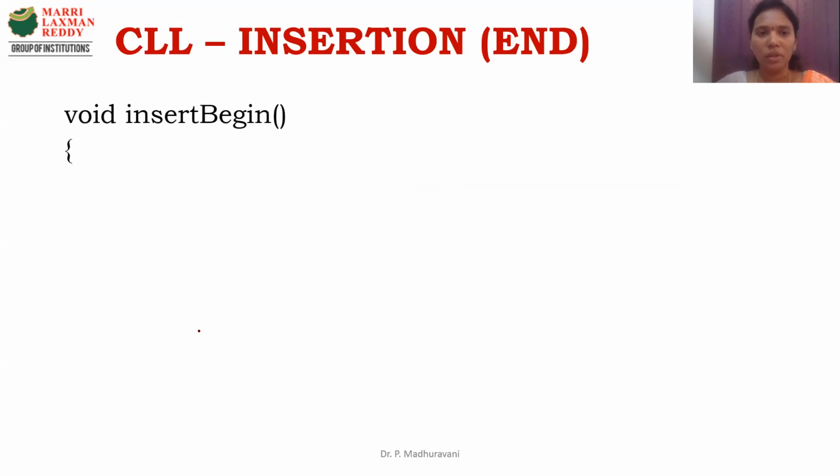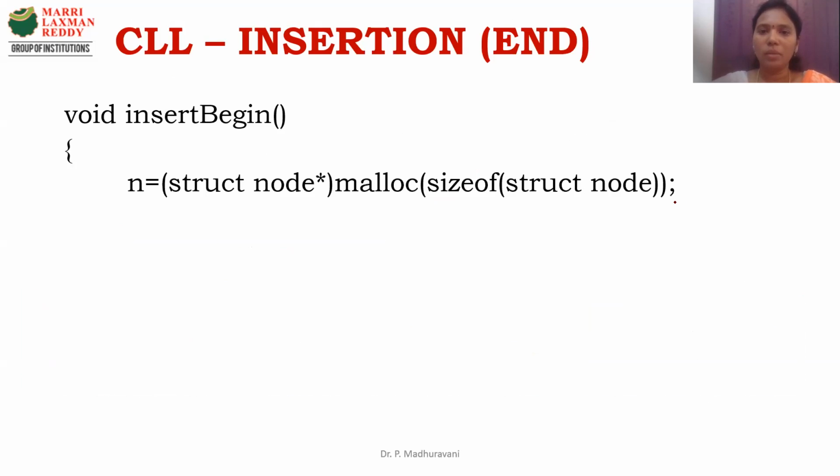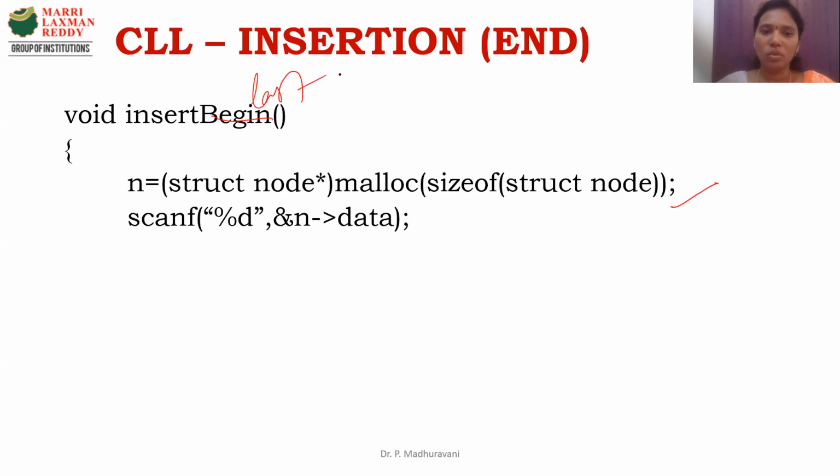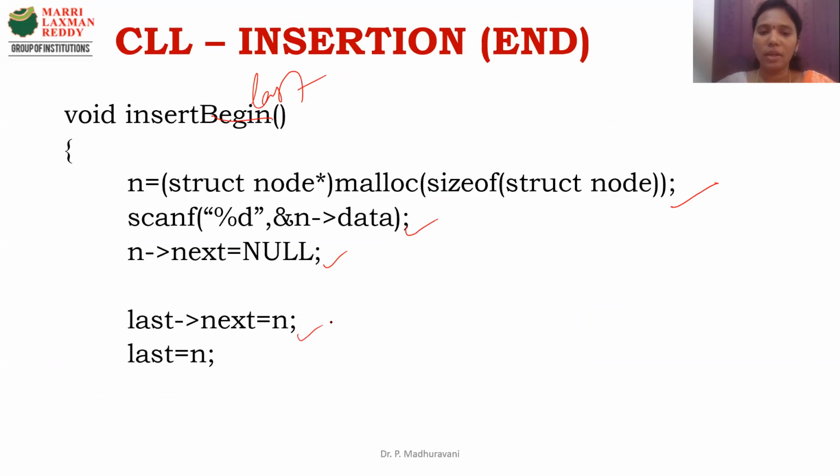Now see the implementation. This is insert last. Allocate memory for the node structure and then assign a data value. Make the next part null. Give links between last and n. Move last to the new node and then connect last with head.